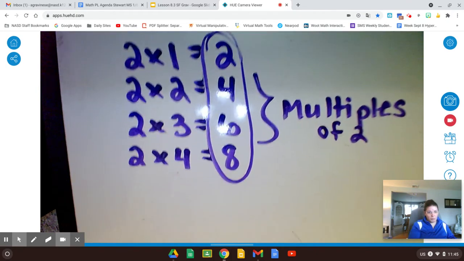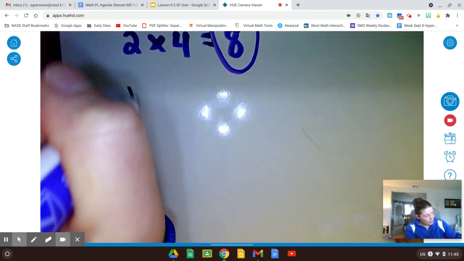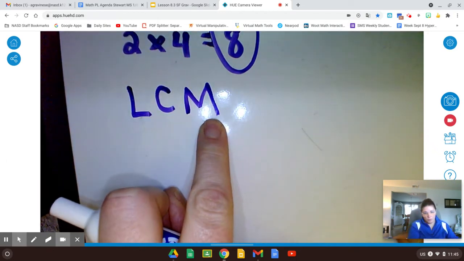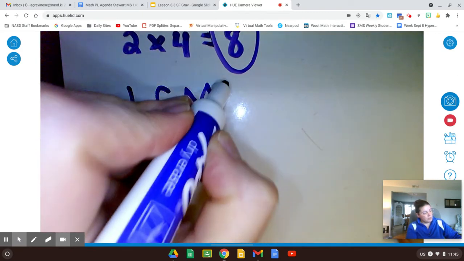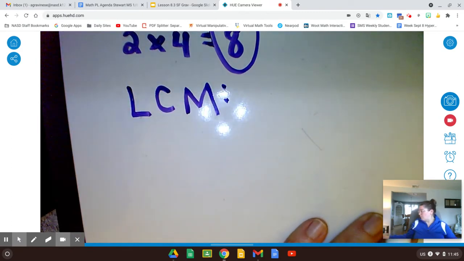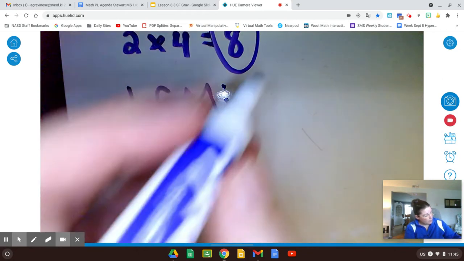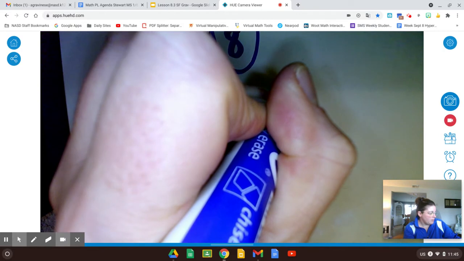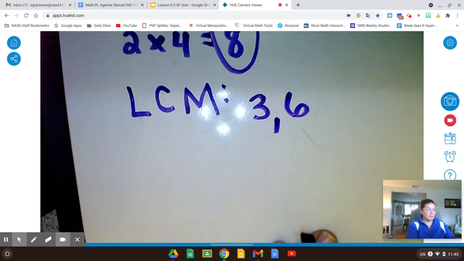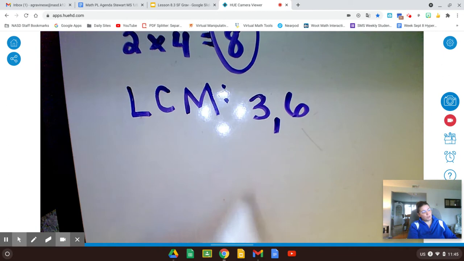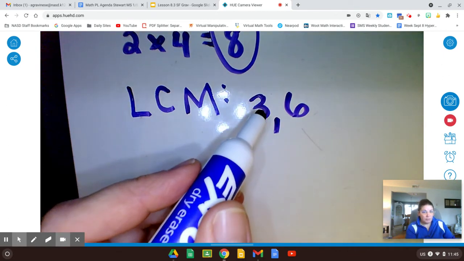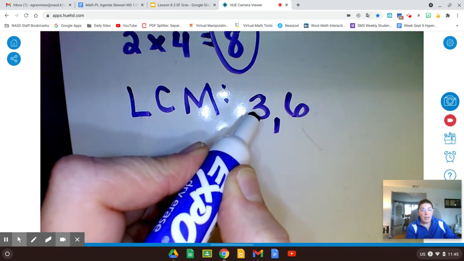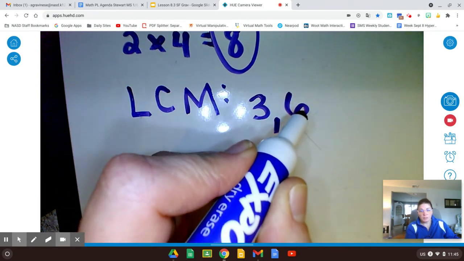All right, so let's put this into practice. The abbreviation for least common multiple is LCM, least common multiple. And let's find the least common multiple of a set of numbers. So let's find the least common multiple of 3 and 6. So what I want to think of are my multiples of 3 and my multiples of 6.